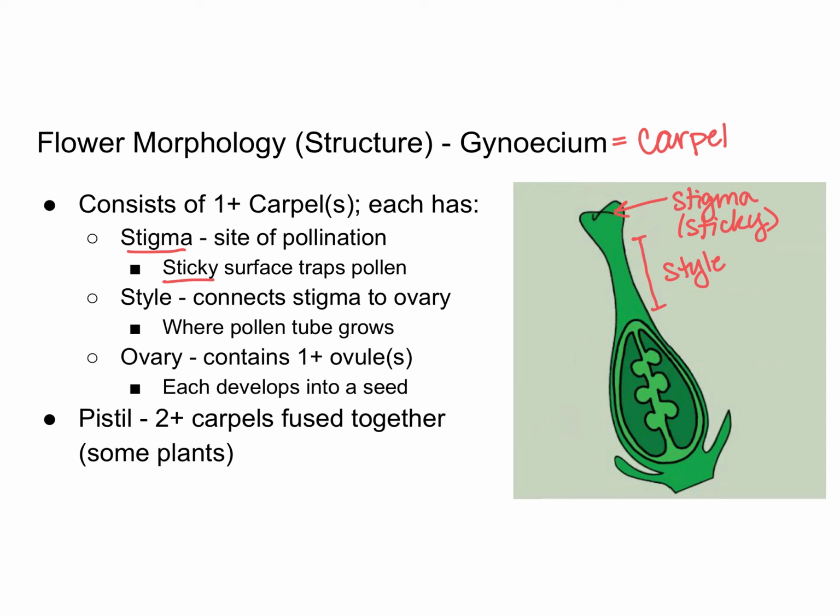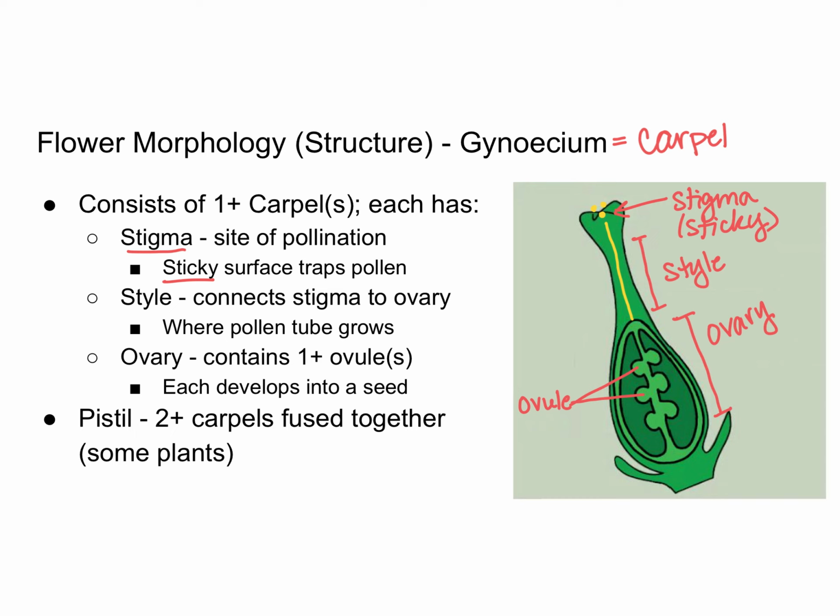And after pollen lands on the stigma, it is ultimately going to form a pollen tube that goes through the style. So there's going to be a pollen tube that kind of goes down. And we'll talk about that more when we get to the process of pollination. This area down here is the ovary. And within the ovary, there are multiple ovules. So each one of these kind of smaller little bumps here is an ovule.